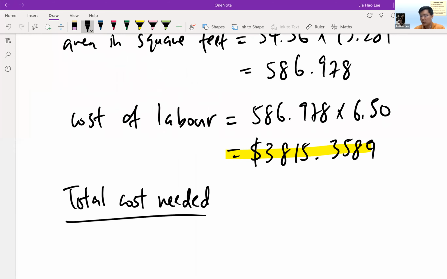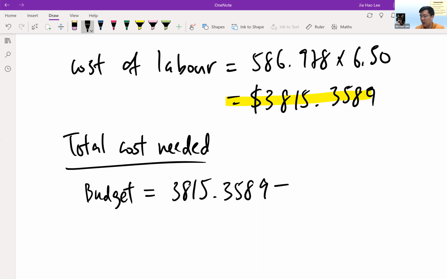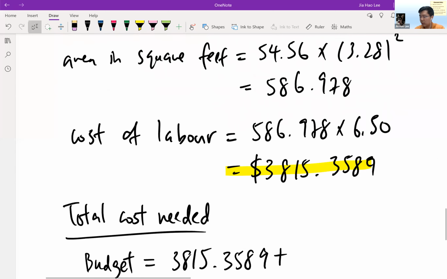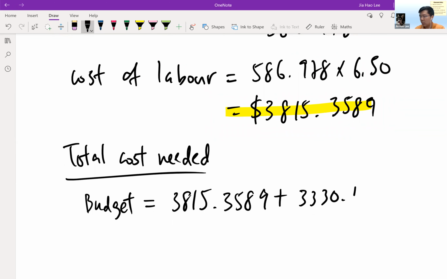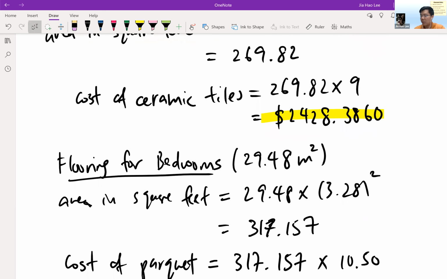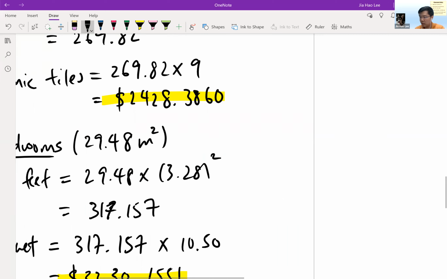Okay, so the total cost needed, I will write down that the budget, because we are looking at budget, right? So what should the budget be? The budget should be the labor cost. I'm going to copy that down first. Added to this one, the parquet, 3330.1551. And then after that, I'm going to add this one, the ceramic tiles, 2428.3860.